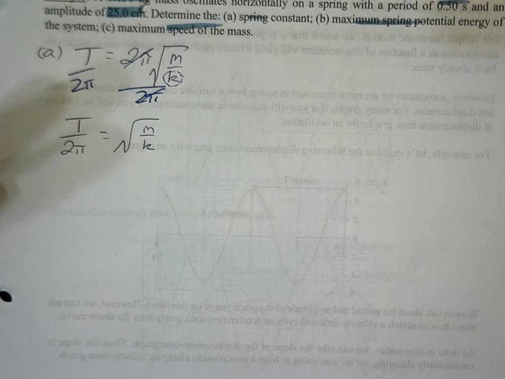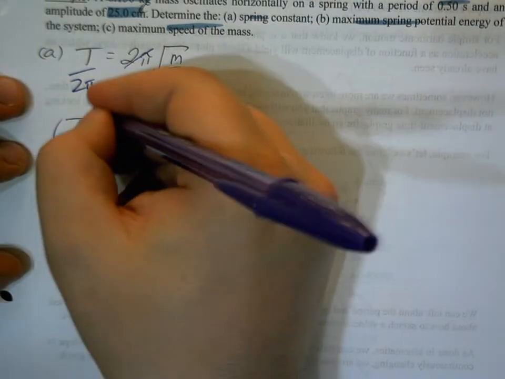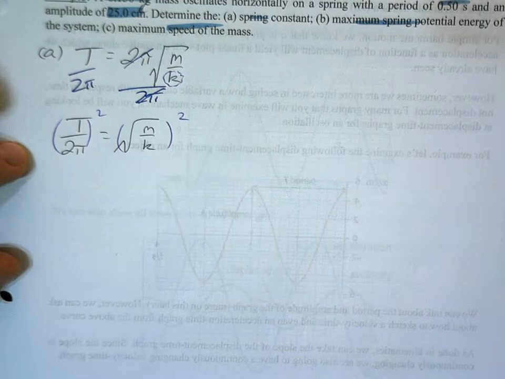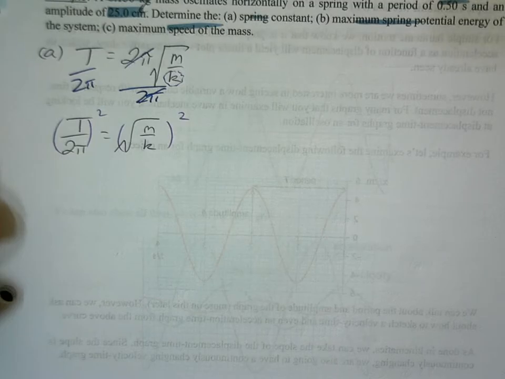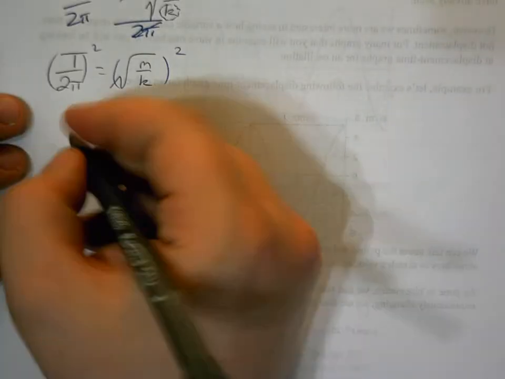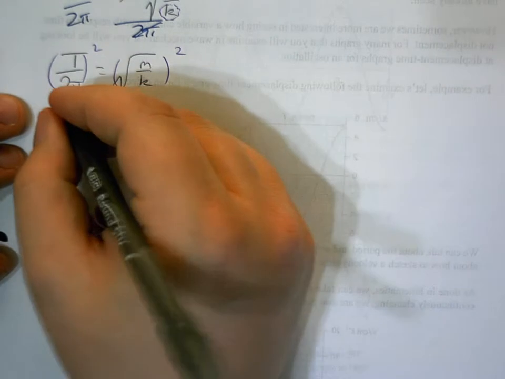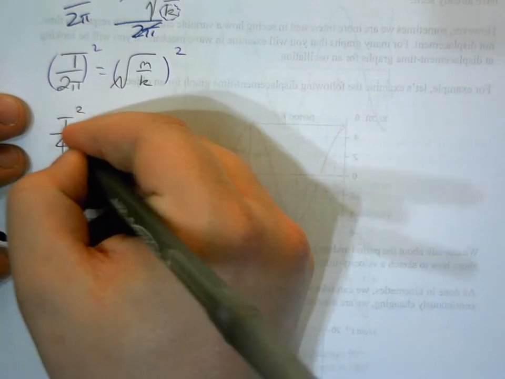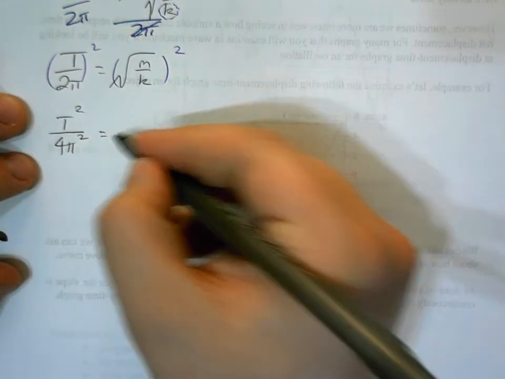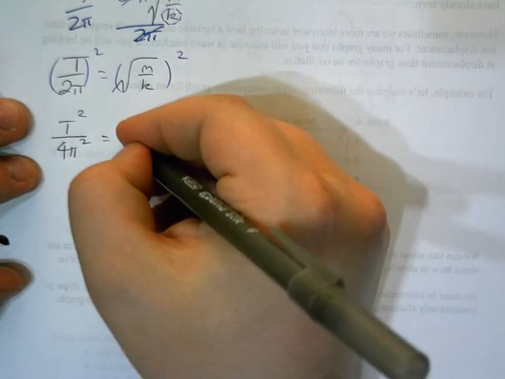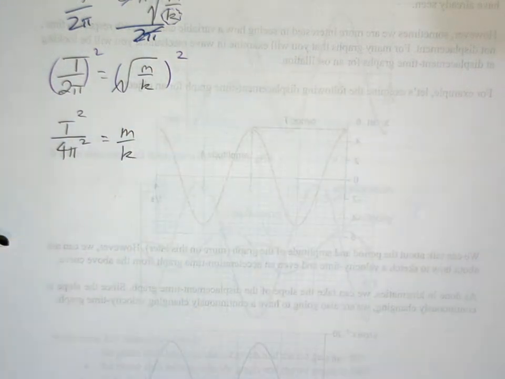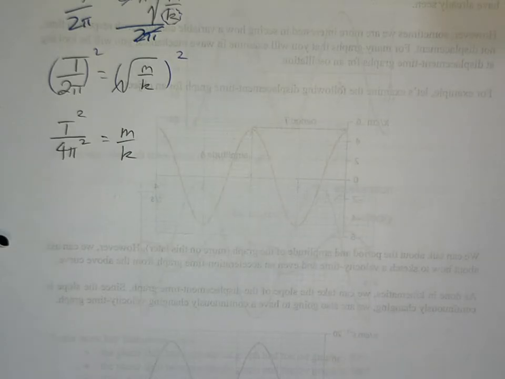Now what we're going to do is we're going to square both sides. So I square that, I square that. The square applies to everything. So I'm going to have T squared. 2 squared is going to give me 4. Pi squared is going to be pi squared. And then this square on the square root is going to get rid of that. So I got m over k. Now I'd like to solve for k. We have one fraction equals another fraction.